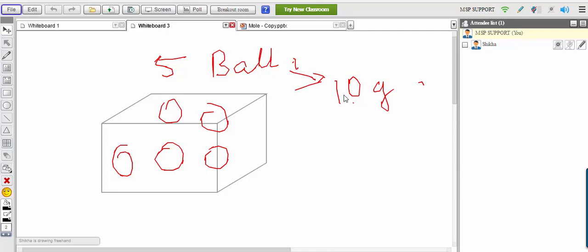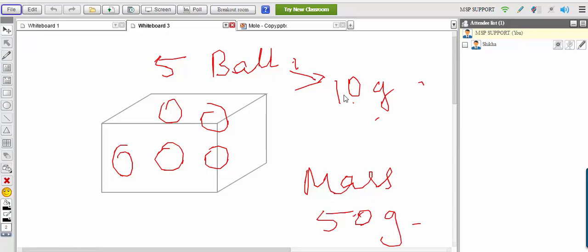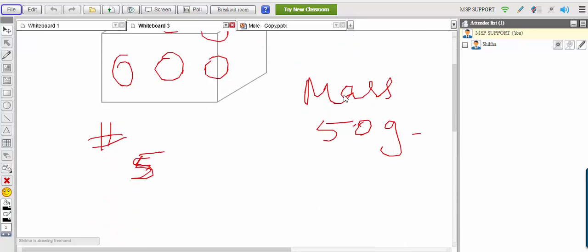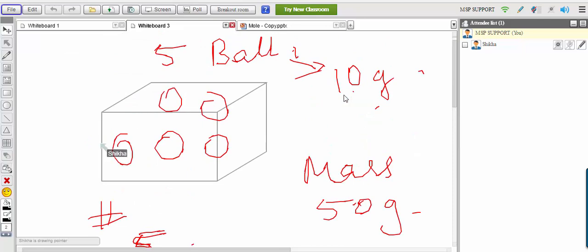If I ask you to express the content of this box in terms of mass, your answer is going to be 50 grams, because 10 times 5 is equal to 50 grams. If I ask you to express the content of the same box in terms of number, you will say it's very easy: it consists of 5 balls. You would notice that the content is still the same. We have not taken anything out or added anything. The content could be expressed in two different ways: one in terms of numbers, another in terms of mass.